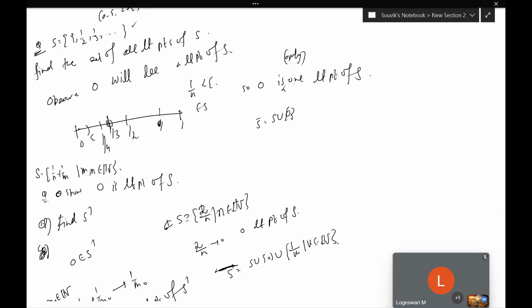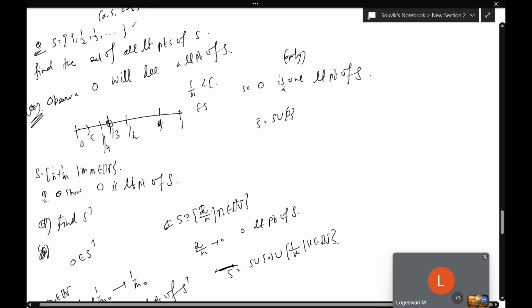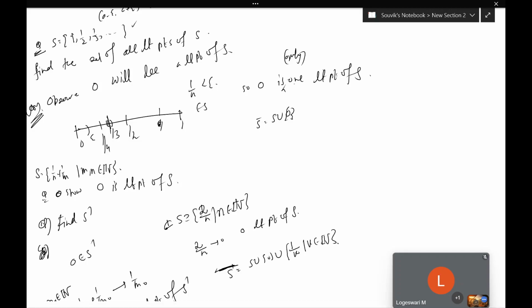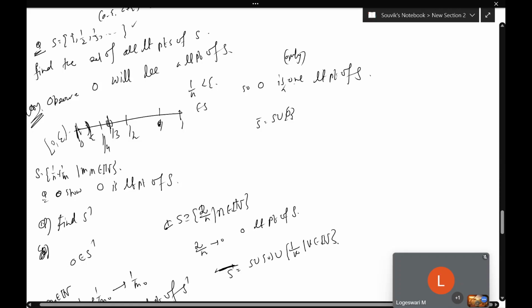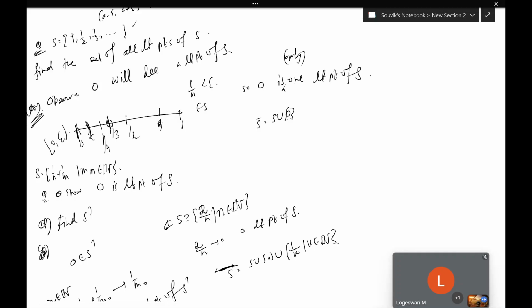Consider S to be {1, 1/2, 1/3, ...}. We need to find the set of all limit points of S. First observe that 0 is a limit point of S. Because if we consider a small neighborhood around 0, that is the interval (0, epsilon), then we can find n such that 1/n is less than epsilon, and this 1/n belongs to S also. So 0 is a limit point. And what about other points? If you take any point other than 0, then we can find a small neighborhood which does not even intersect S. So 0 is the only limit point of this set.